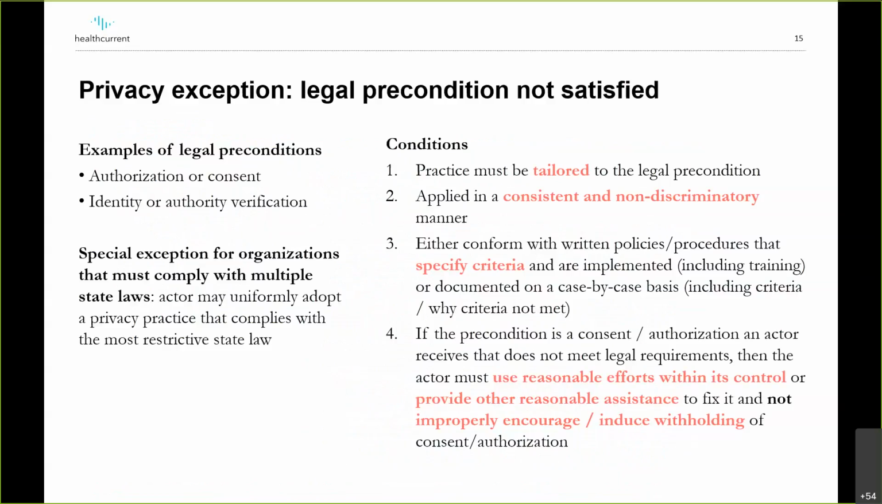And a lot of this is similar to kind of what we talked about with the preventing harm exception, and you're going to see this again and again. You can deny access because a legal precondition was not satisfied, but your denial, again, it has to be tailored to the actual legal precondition. And I'm going to use 42 CFR Part 2 as an example. 42 CFR Part 2, or Part 2 for short, as many of you know, is a federal privacy law that gives heightened privacy protection for substance use disorder information that's coming from or originating from certain substance use disorder treatment providers. And it has downstream restrictions.